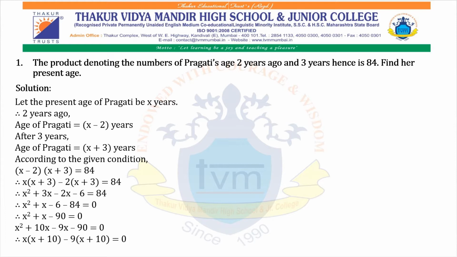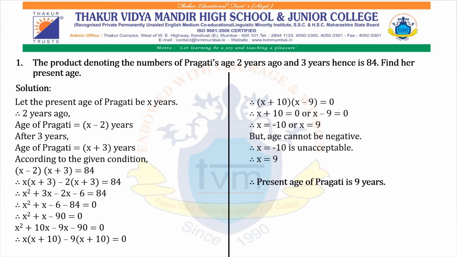Therefore, x square plus 10x minus 9x minus 90 is equal to 0. Therefore, x(x plus 10) minus 9(x plus 10) is equal to 0. Therefore, (x plus 10)(x minus 9) is equal to 0. Therefore, x plus 10 is equal to 0 or x minus 9 is equal to 0. Therefore, x is equal to minus 10 or x is equal to 9.